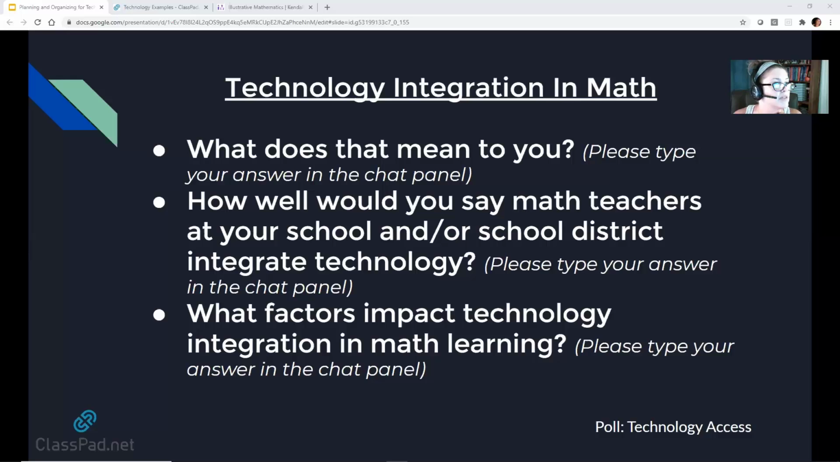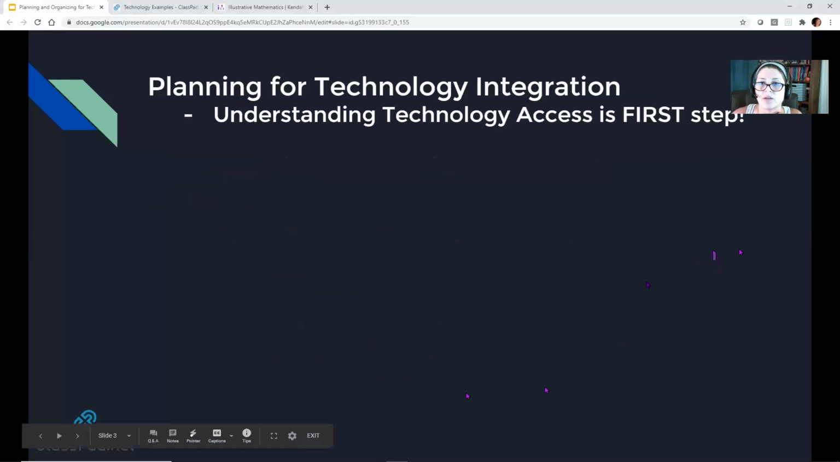I'm going to stop sharing that, and I'm going to move on. Now we're going to get into how you actually plan. If you are a math teacher and you've decided, I would like to integrate technology a little bit more, that's the first step. The first thing you have to know is, what is your access? What kind of technology do you have access to? What do your students have access to? Because that determines how you're going to integrate.